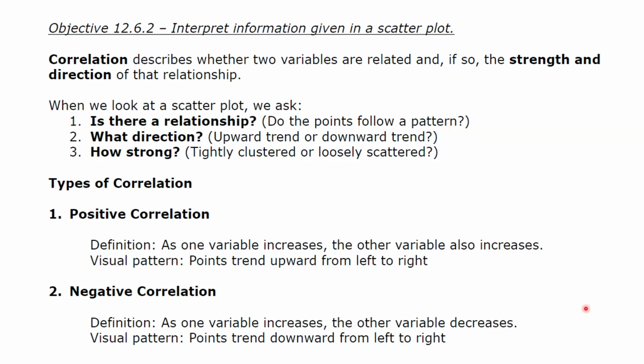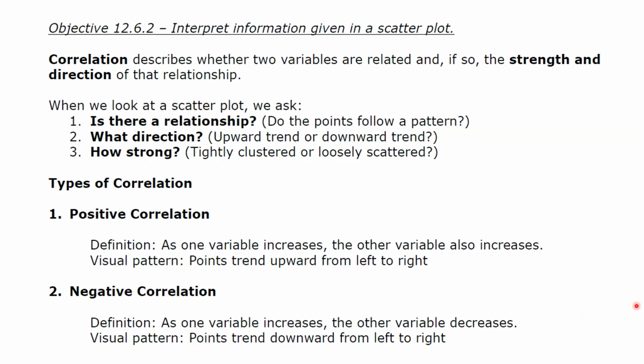Second, what direction is the relationship? Is it an upward trend or a downward trend? And third, how strong is the relationship? Are the points tightly clustered or are they loosely scattered all over the place? So let's break down the different types of correlations you might see.